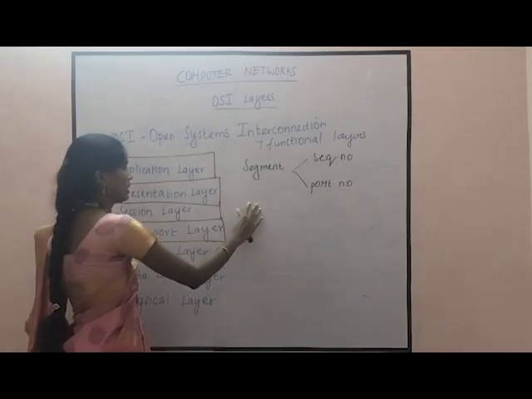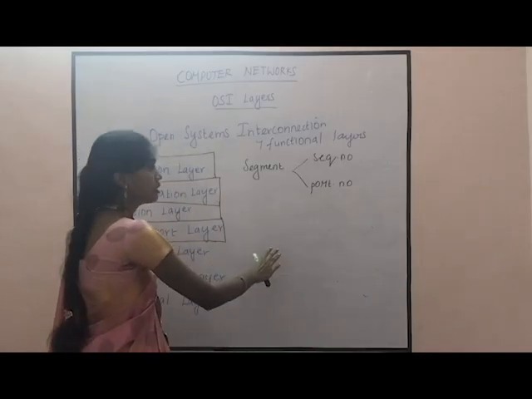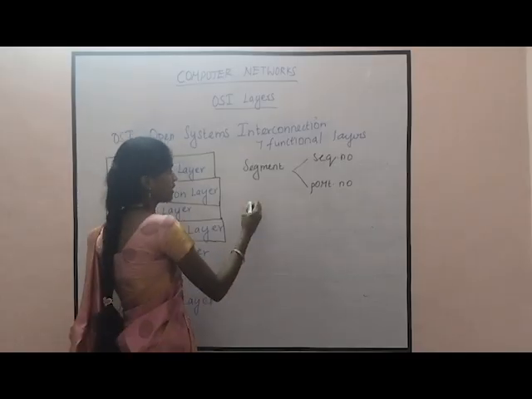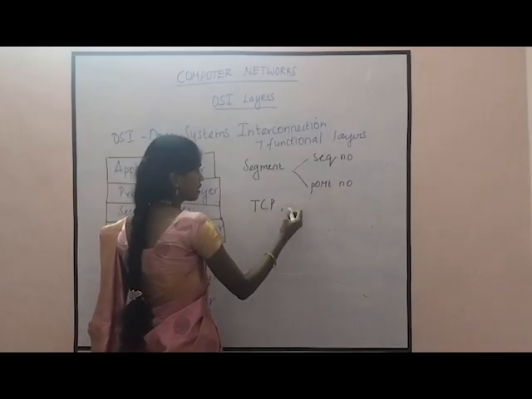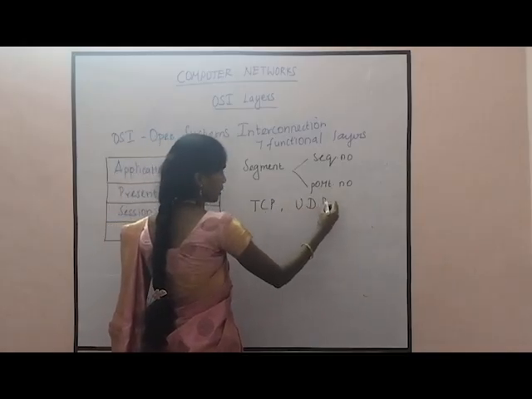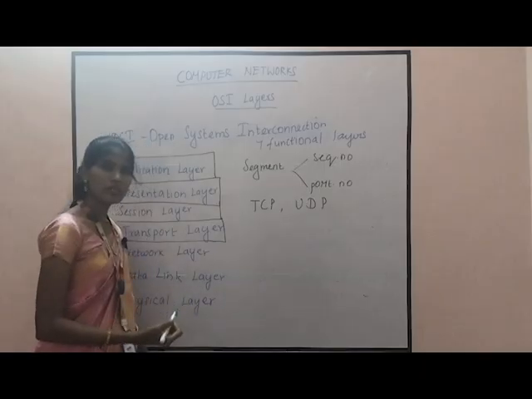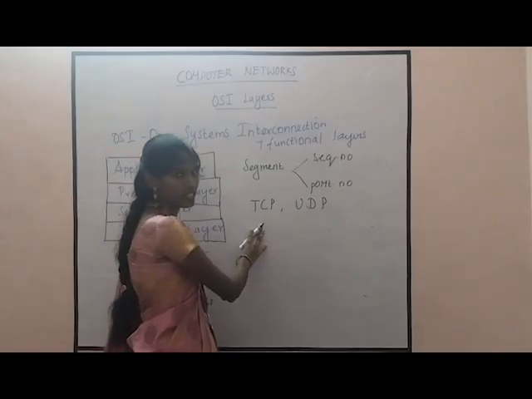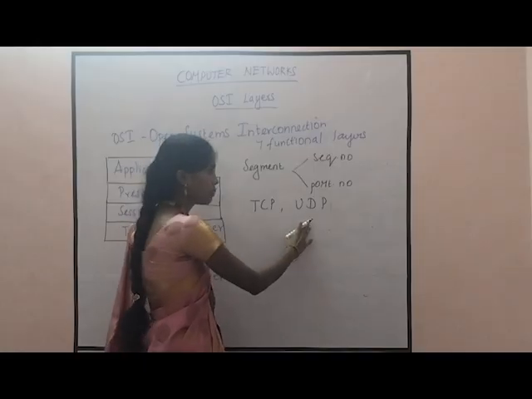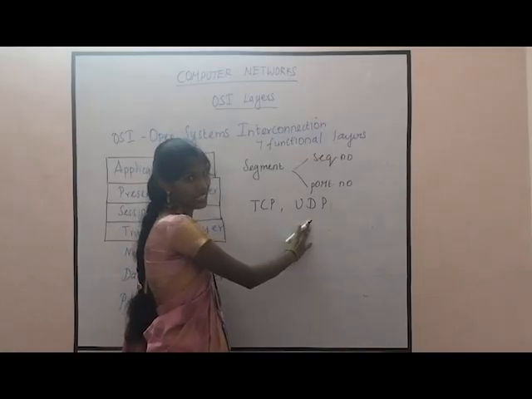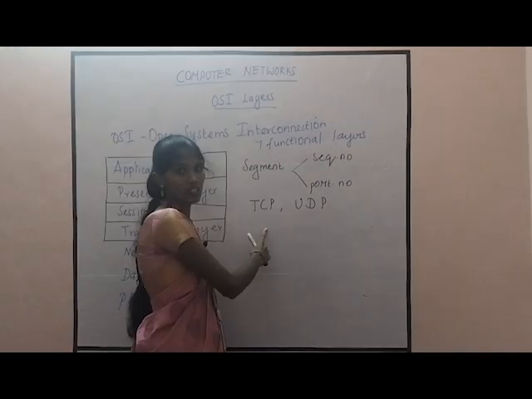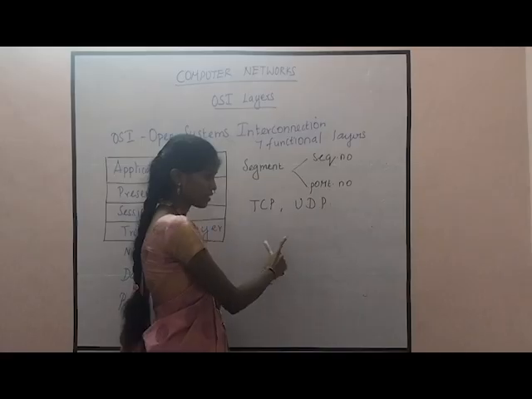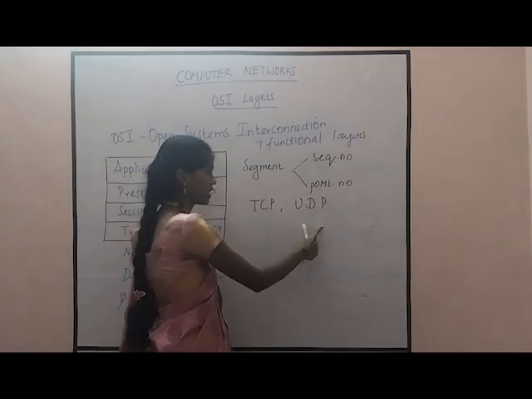Now let us learn about the protocols to be learned in this layer, and it has two main protocols, TCP and UDP. What does TCP mean? TCP stands for Transmission Control Protocol. UDP stands for User Datagram Protocol. What is the difference between these two protocols? TCP is connection oriented, UDP is connectionless.